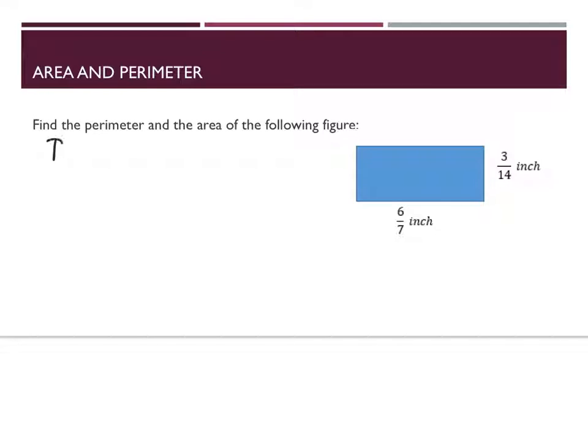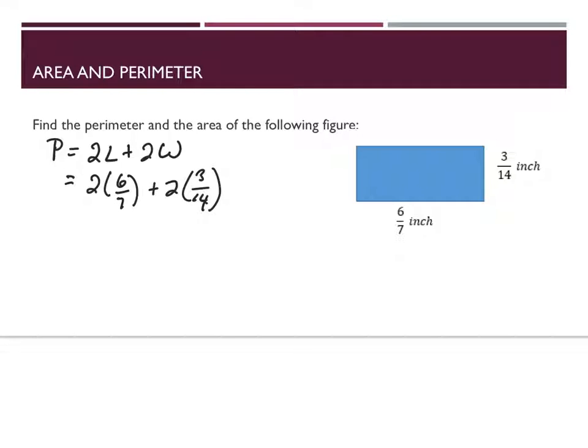We need to recall the perimeter formula is twice the length plus twice the width. Might as well use this formula because I could label all four sides and add them up, but I don't know that that's going to be any easier. So I'm going to do twice the length plus twice the width.